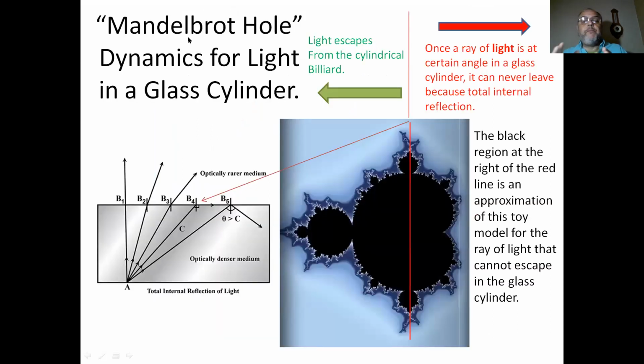Here we have the power of prediction of this toy model, because we considered the idea of the Mandelbrot hole. In the same way that you have the black hole, we used this diagram of the Mandelbrot hole to show which part represents the situation in which a ray of light at a certain angle in a glass cylinder can never leave because of total internal reflection. The black region at the right of the red line is an approximation of this toy model for the ray of light that cannot escape from inside the glass cylinder, because of the total internal reflection of light. So this is the Mandelbrot hole.